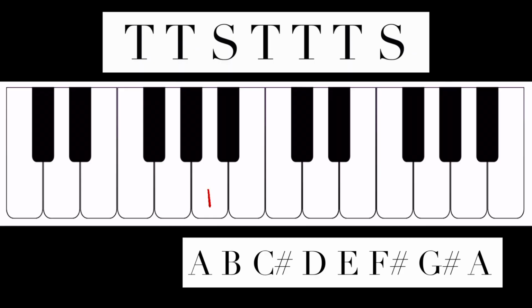Let's take that same pattern and do A major. So we're starting on A now. We're going to move a tone up to B, a tone up to C sharp, now a semitone to D, a tone to E, a tone to F sharp, a tone to G sharp, and then a semitone to get back to A.